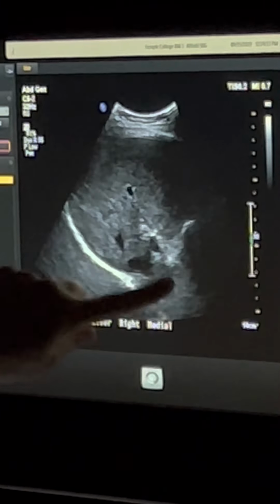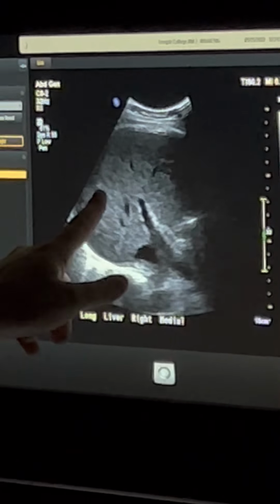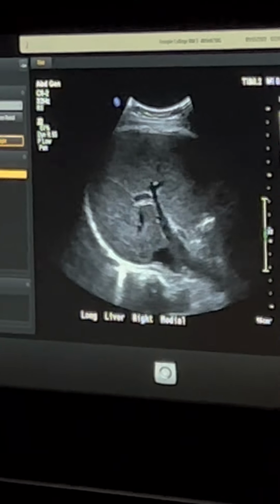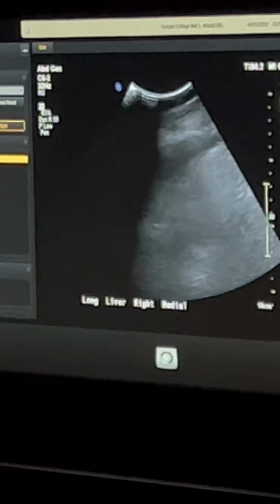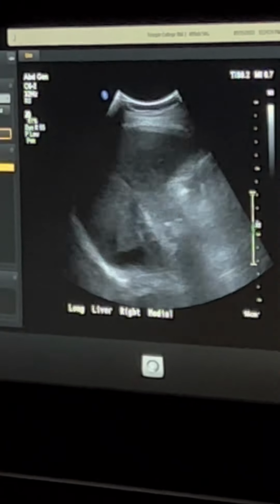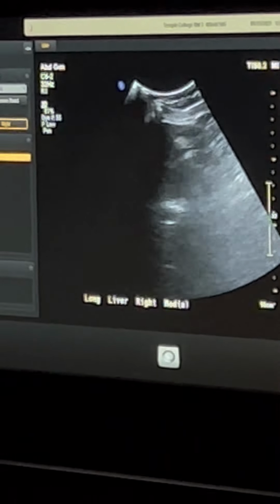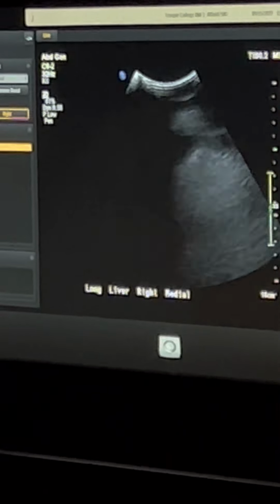That's our main portal vein right here. And it's going and branching into the liver, into the right lobe, and then towards the left lobe up that way. And again, you'll have to get both subcostal and intercostal, but when you take that main portal vein, it's probably going to be easier for you to get it intercostally.